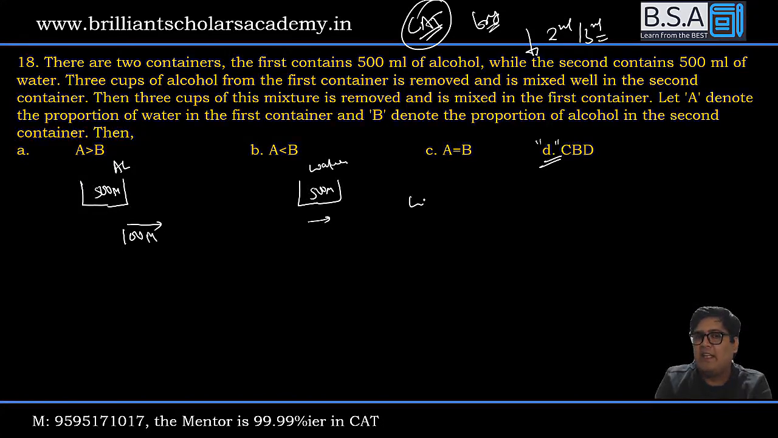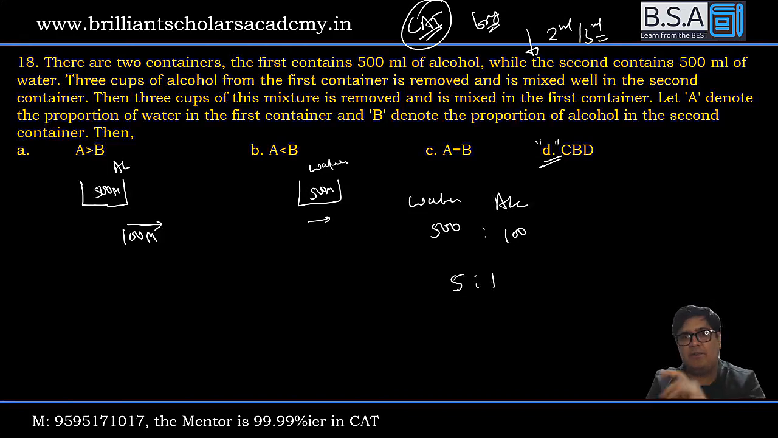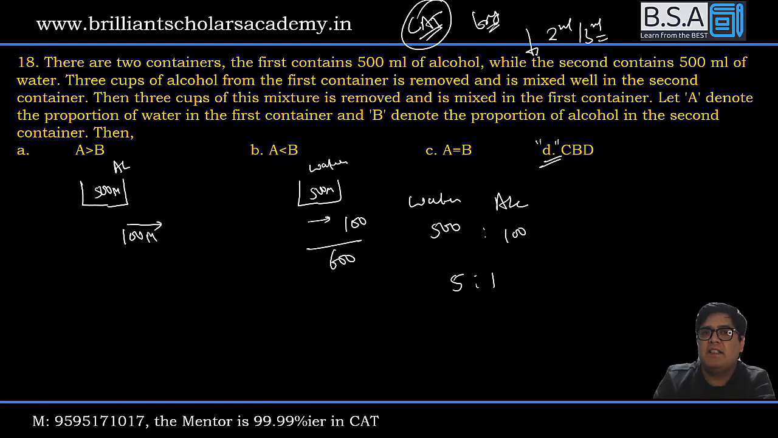Now can I say water is 500, alcohol is 100, the ratio is 5/1. Total how many ml are there now? Total there are 600 ml. What are we doing? First we take a certain amount from one, mix it in the second, and then we take the same amount from the second.